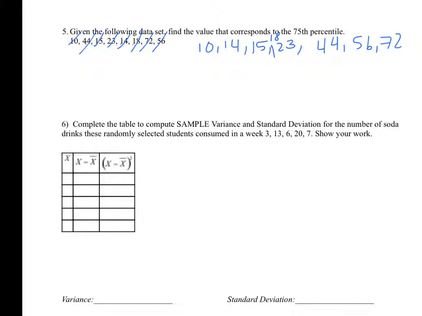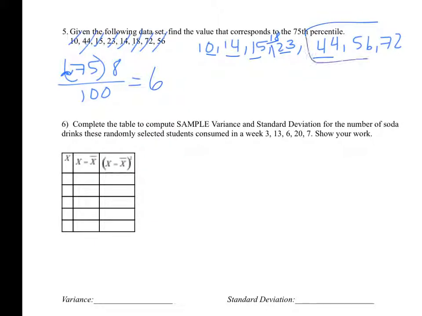Now, the 75th percentile would be 0.75 times 8, divided by 100. Do that math. You get 6. That's a whole number, so you're going to go to between the 6th and 7th one. Between the 6th and 7th one is the average of these two. And 50 is in the 75th percentile.